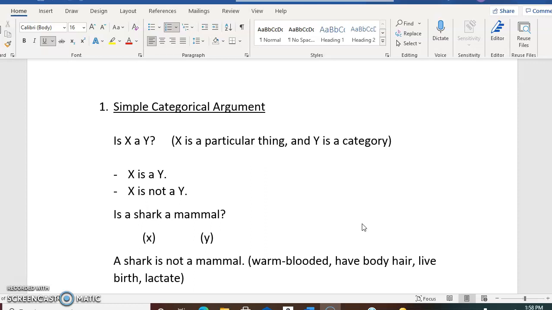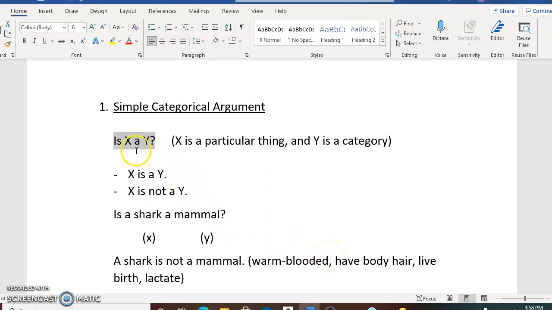So with each of these, we're going to start from the question that it answers. And we're going to use variables, right? Just like in math, we use X and Y, and that could stand in for anything. And I'll explain that as I go along. So with a simple categorical argument, the question that it answers is X a Y?